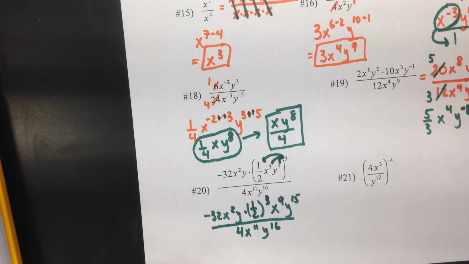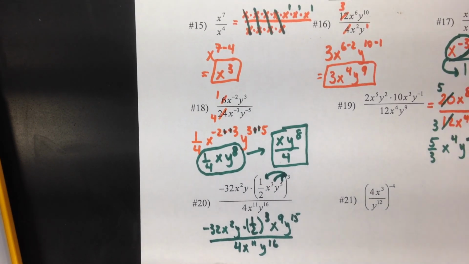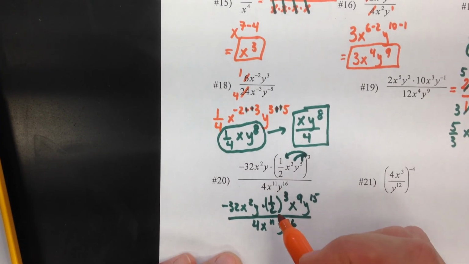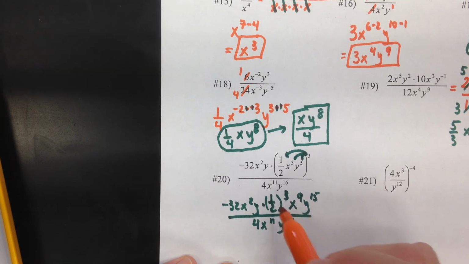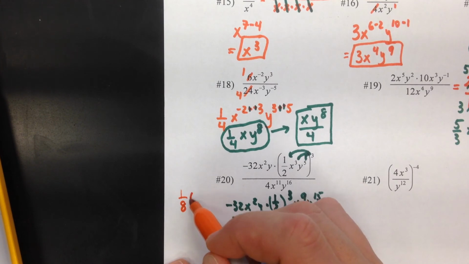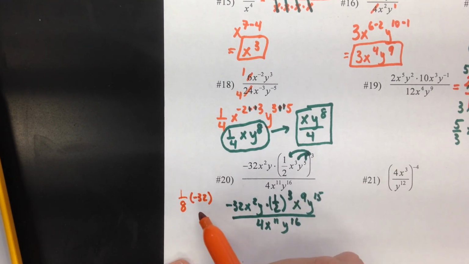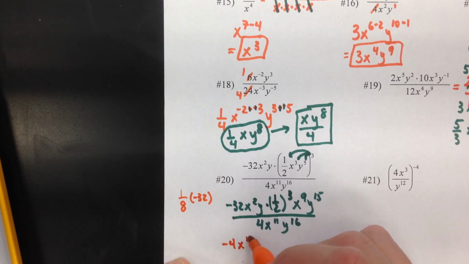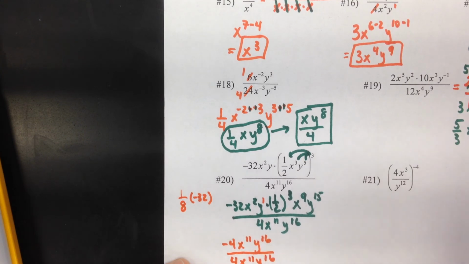Okay, I'm starting to run out of space here, but let me see if I can put this in. 1/2 to the 3rd power is 1/8. It's 1 over 8. I can put it on the side, times negative 32, which is going to be negative 4. So we get negative 4. Now x to the 2nd times x to the 9th, add the exponents, x to the 11th. Y to the 1 times y to the 15th, add that up, that's y to the 16th, divided by 4 x to the 11th, y to the 16th.